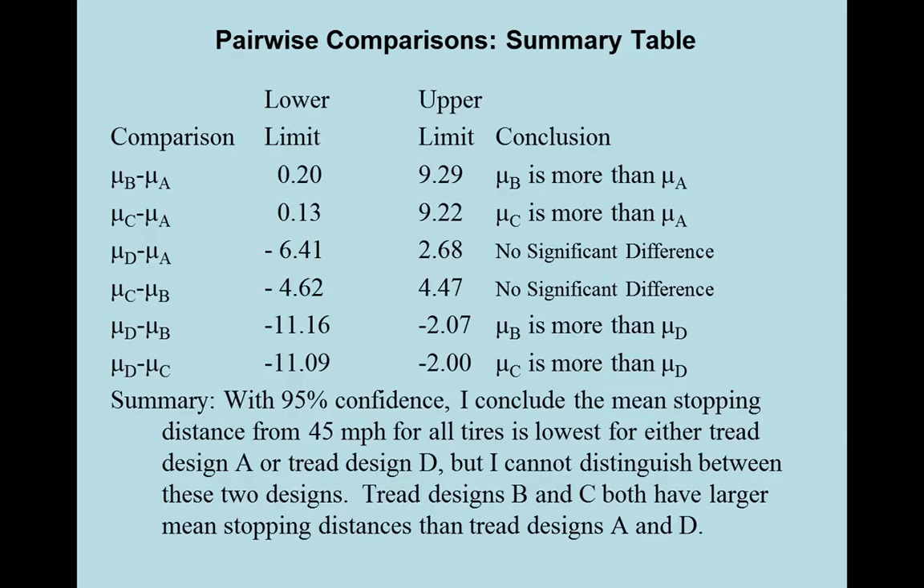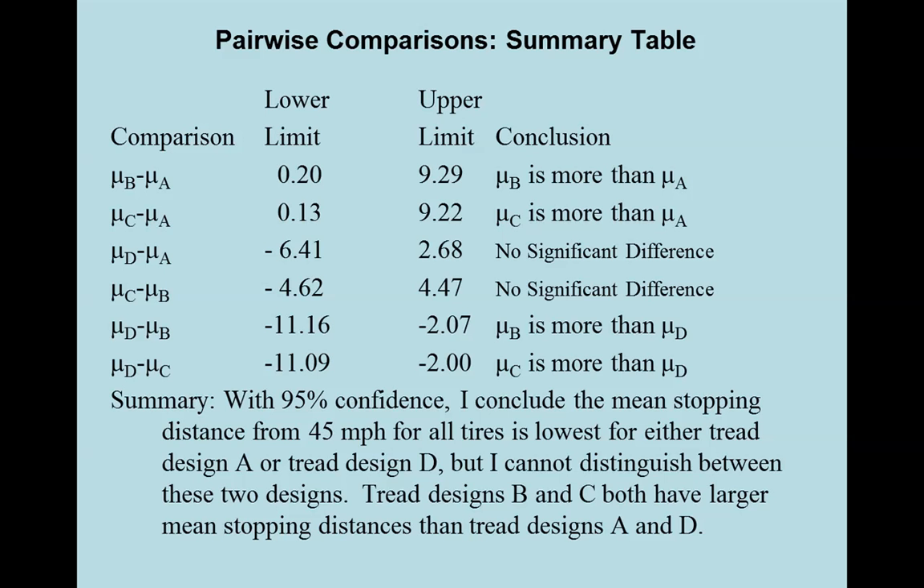So what I do is write down what my comparison is. So mu sub B minus mu sub A. Keep in mind it says A subtracted from, and then it gives you B, C, and D in that first table. So what that means is A is the second thing in the subtraction. So it's mu B minus mu A. You've got to get the order correct to get the right interpretation or right conclusion out. And then for mu B minus mu A, notice the lower limit was 0.20, the upper limit about 9.29.